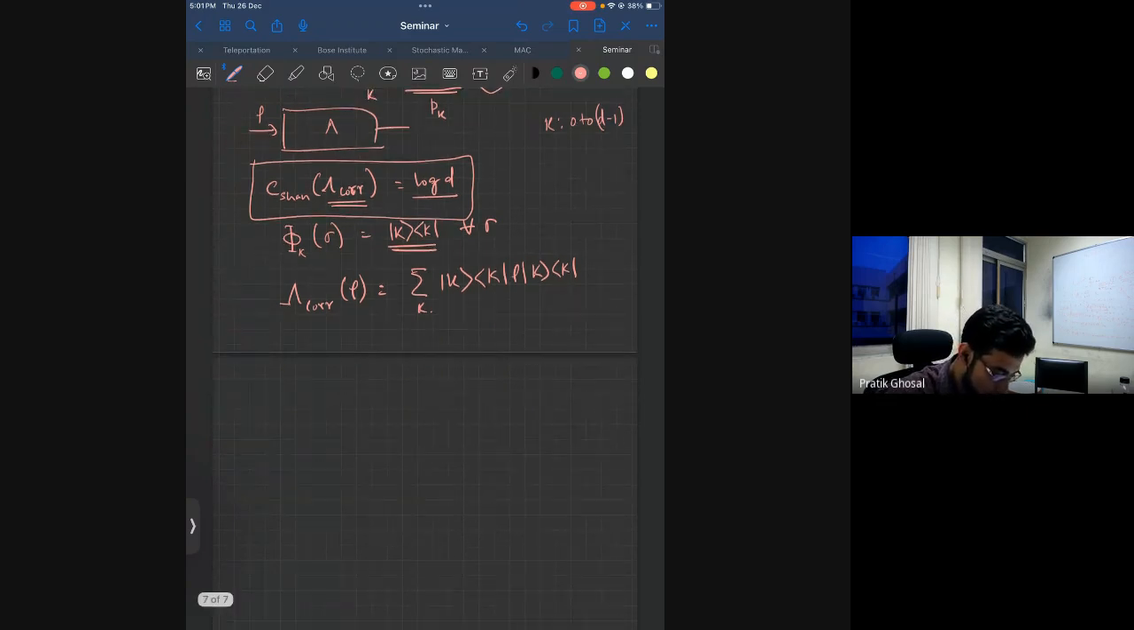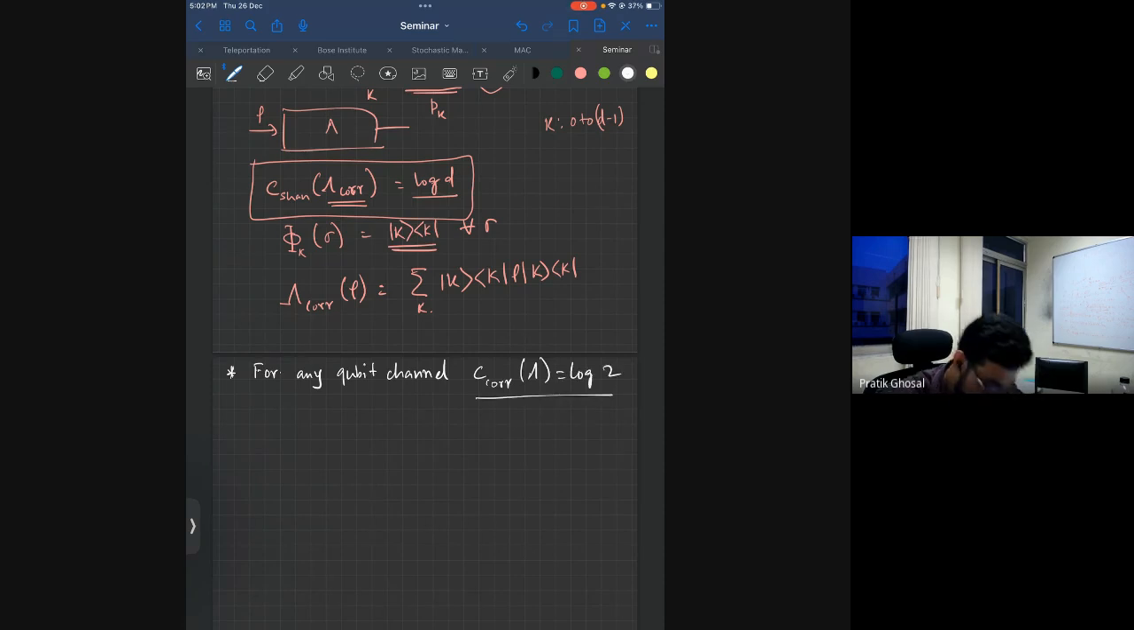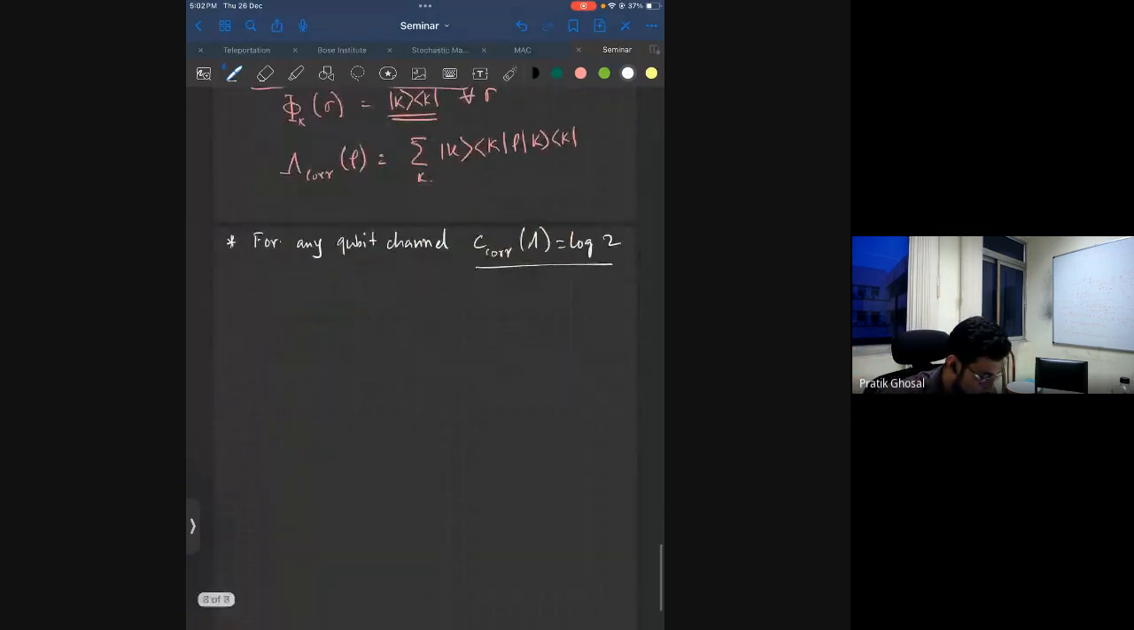So this was one particular example, and another example that is very much important is a theorem in that Hayden and Kim paper. It is saying that for any qubit channel, C corrected of lambda is log 2. Means however bad your channel is, if you have access to the environment, you can have full classical capacity. And this proof is very simple.